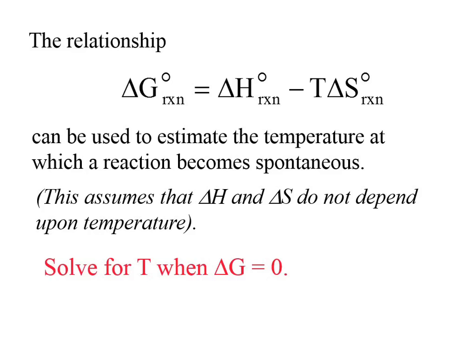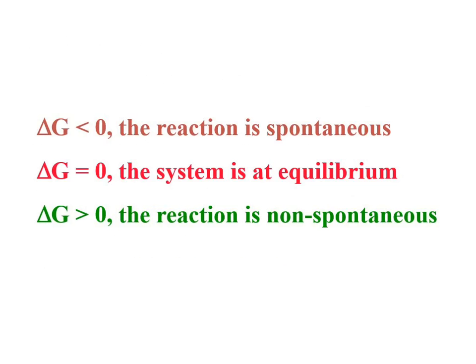So if we set delta G, Gibbs free energy, equal to 0, then we get enthalpy is equal to T times the change in entropy. This is kind of a review. If it's negative, it's spontaneous. If it's 0, it's at equilibrium. If it's positive, it's basically going back from products to reactants again.